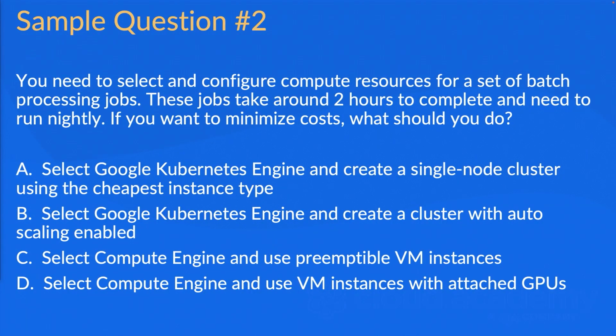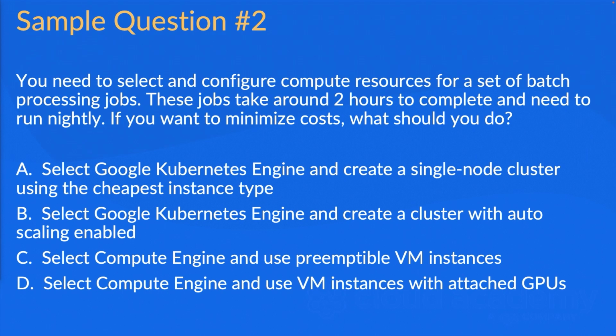So now we've got 3 options left. A and B talk about using Google Kubernetes Engine and setting up a cluster. Now, if you understand Kubernetes, having a cluster sitting around all the time is going to cost money. And since these jobs are only running 2 hours every 24 hours, that probably doesn't make a lot of sense. With Compute Engine, you don't have to have anything sitting around idle. You can fire up a virtual machine whenever you need it, let it run until it completes the job, and then shut it down. Also, preemptible VM instances are very, very cheap.